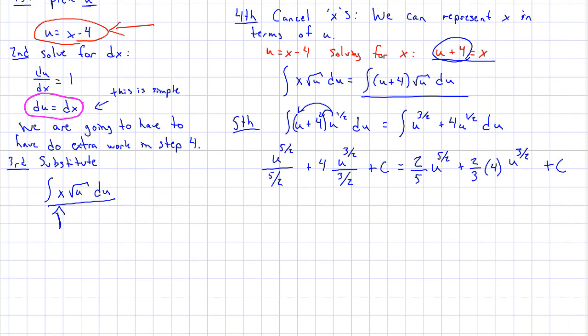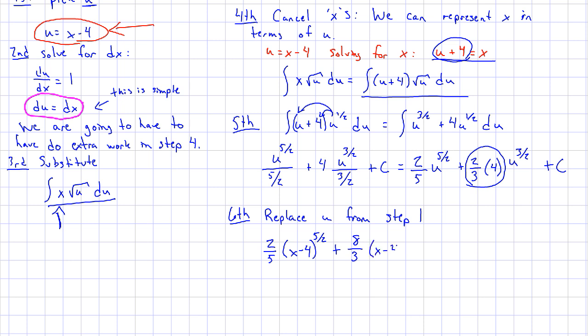I'm almost done. My last step is to replace u from step 1. So I end up with 2/5 x minus 4 to the 5/2 plus, this 2/3, I can simplify that additionally, right? I can do it as 8/3, 2/3 times 4. And then I have my x minus 4 to the 3/2 plus c. So I'm able to solve this problem.